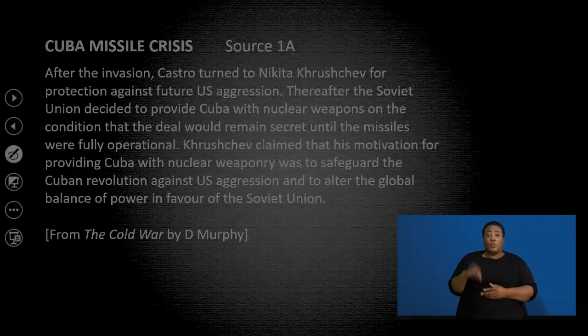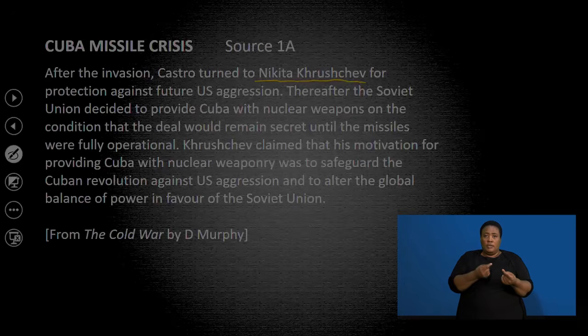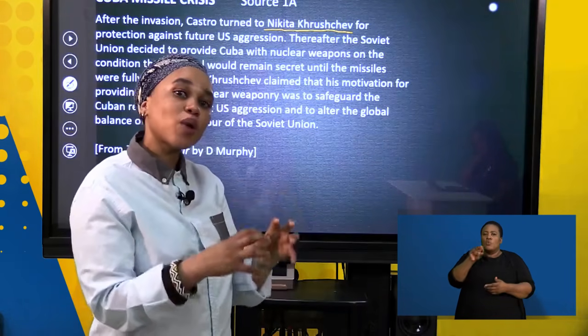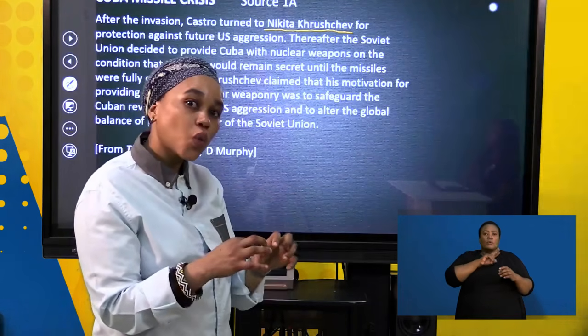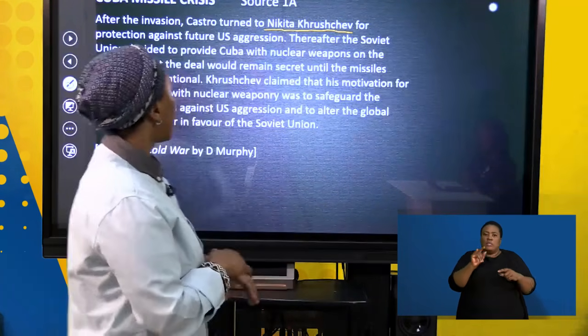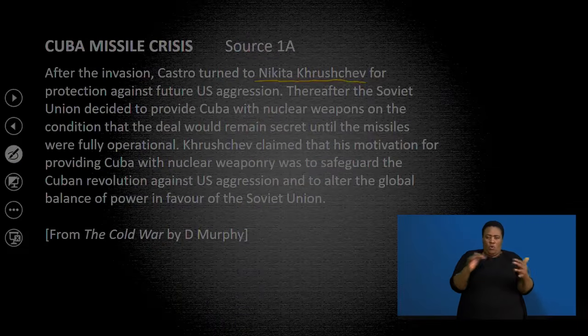Okay, so there is another figure that we are introduced to here, that is Nikita Khrushchev. So again, it tells you that Castro turned to Nikita Khrushchev for protection against future U.S. aggression. So obviously you can see that he was from the USSR because the caption did tell you that Cuba was the focal point of the Cold War between these two superpowers, the United States and the USSR. Okay, I hope you understand, guys.